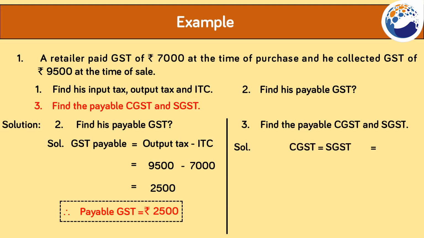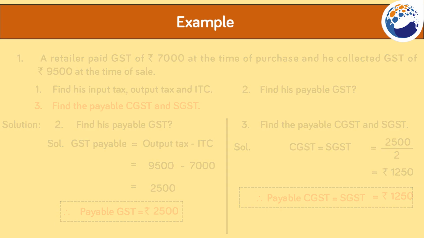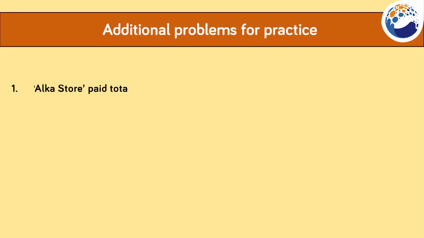CGST is equal to SGST, that is equal to 2,500 upon 2, which is equal to rupees 1,250. Try some more problems for practice.